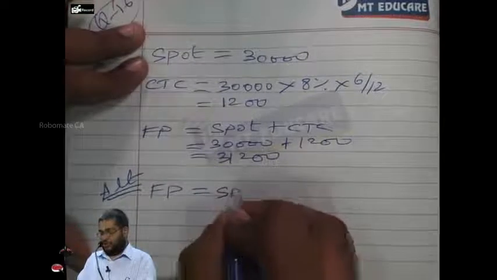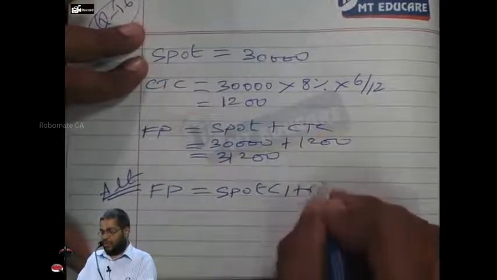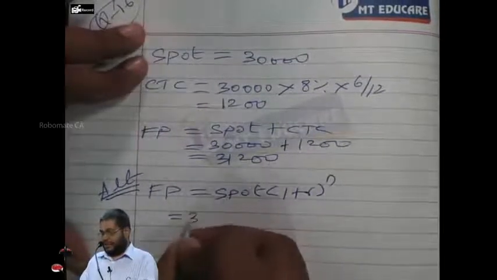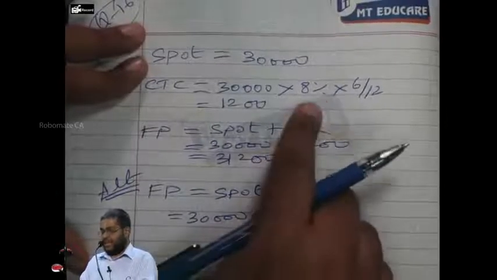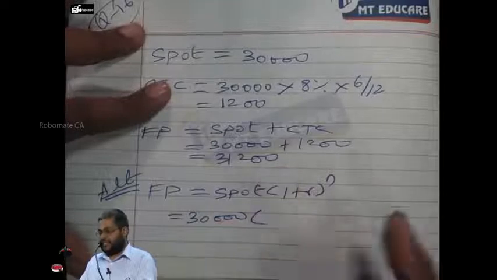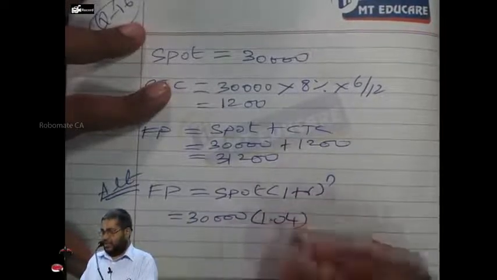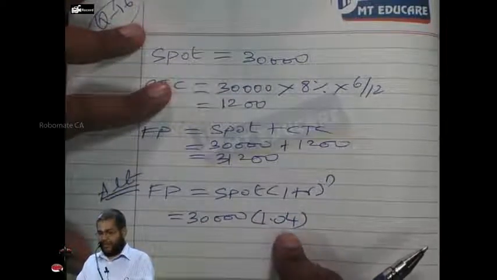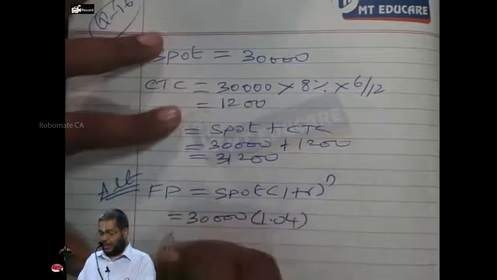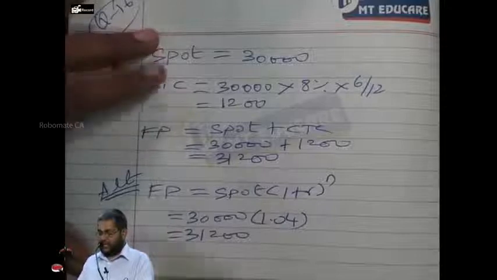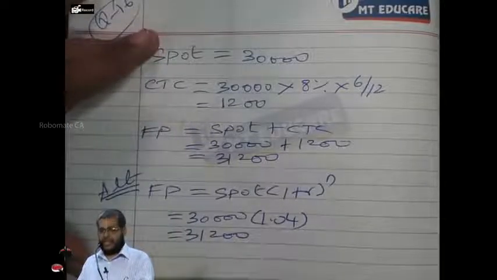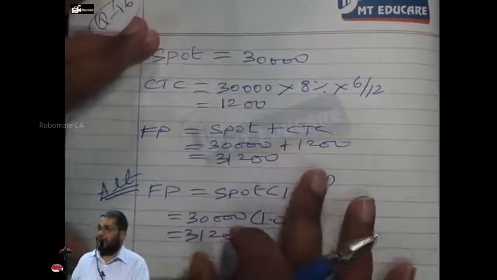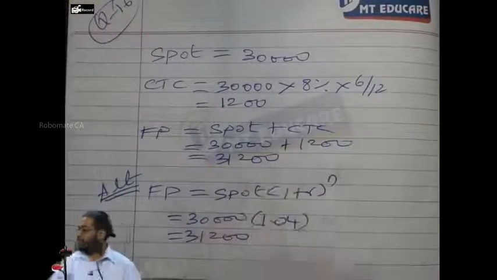Future price is equal to spot price into (1 plus r) power n. What is the spot price? 30,000. r is 8% per annum, and the future is only for 6 months, so 4%, into 1.04. 30,000 into 1.04 gives 31,200. But 30,000 is the spot price, and the 1,200 is called the cost to carry, that's the financing cost of the gold. Respond yes or no?